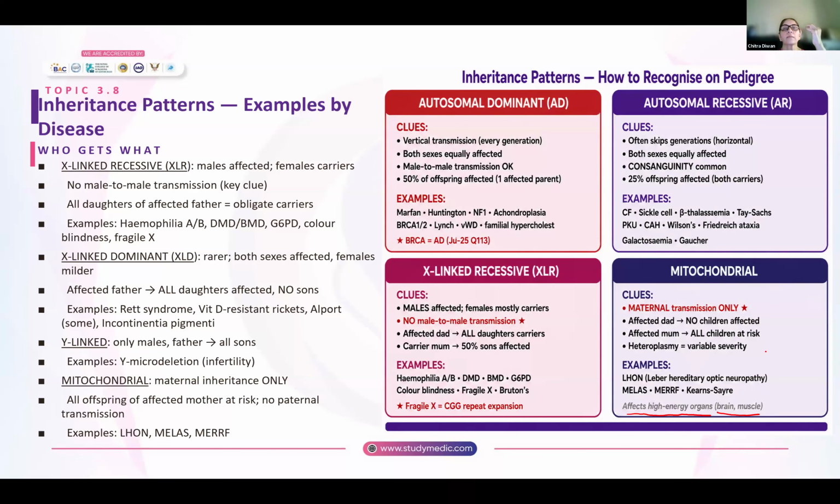With autosomal dominant, you get Marfan's, Huntington, neurofibromatosis, achondroplasia, BRCA1-2, Lynch, von Willebrand's, and familial hypercholesterolemia.